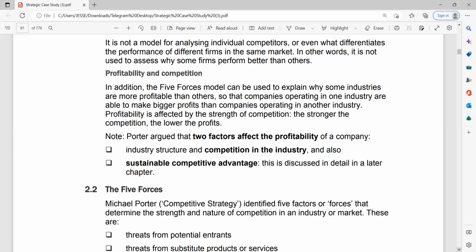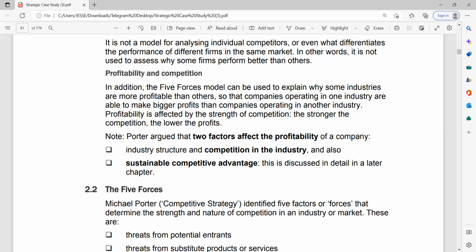Profitability is affected by the strength of competition. The stronger the competition, the lower the profits. This is certainly very reasonable.